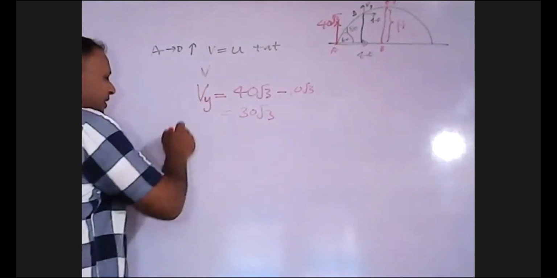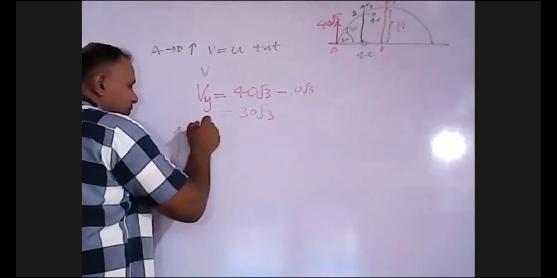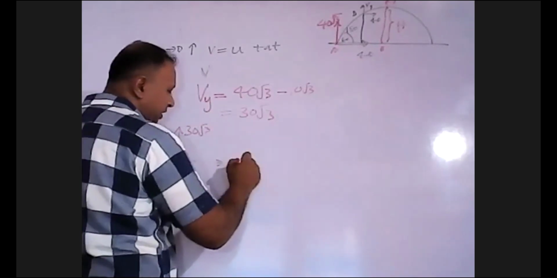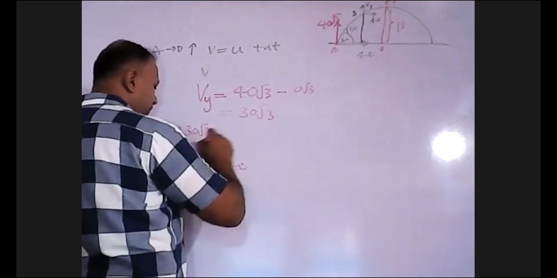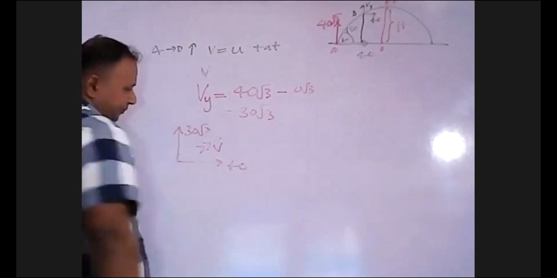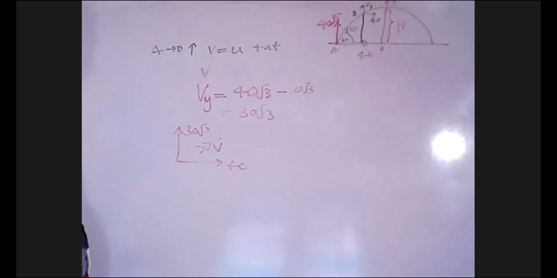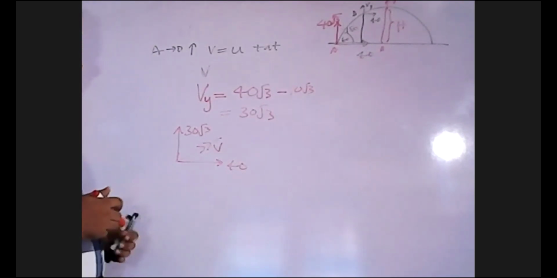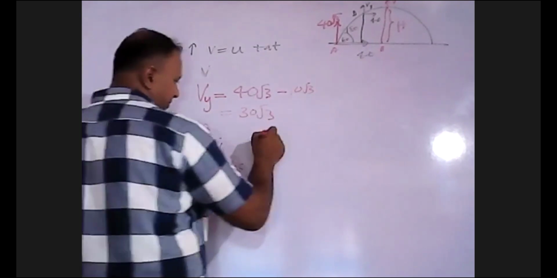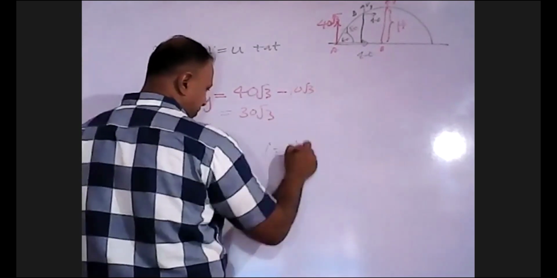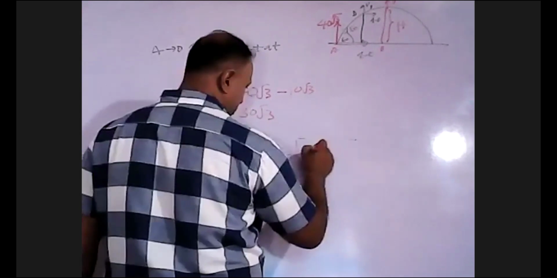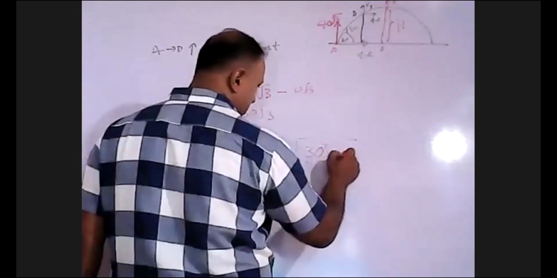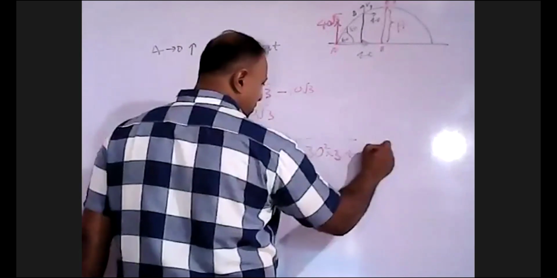Now you know Vy, it is 30 root 3, and Vx is 40. So you have to find V. V is equal to the square root of 30 squared into 3 plus 40 squared.